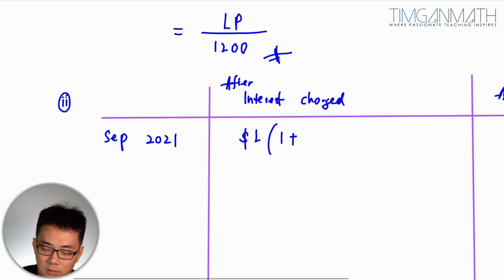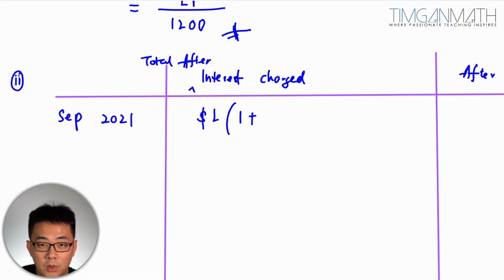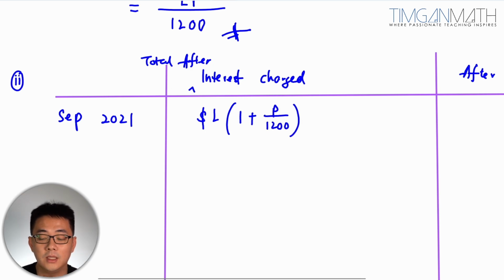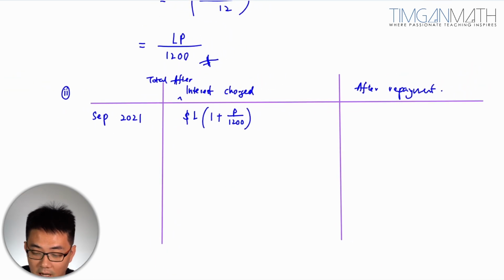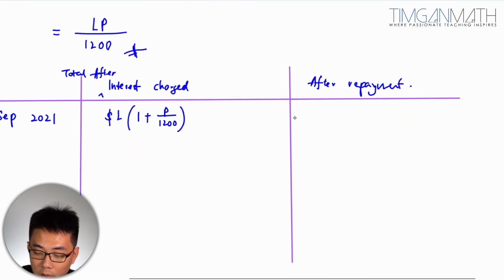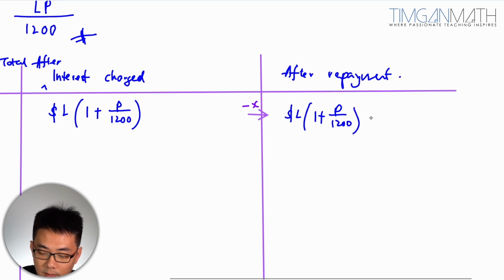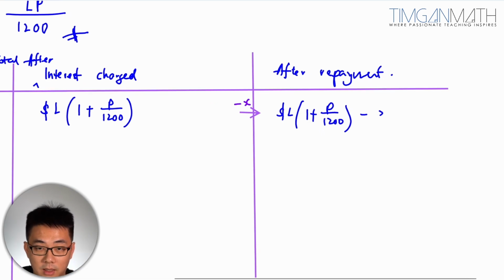After interest charge. Okay, the amount owed after interest charge, because the total amount after interest charge will be L times 1 plus P over 1200. This is what it needs, right? Then after repayment, what happens here is you just minus X. Then from here, what we'll get is L(1 + P/1200) minus X. This is the repayment that he does, right?